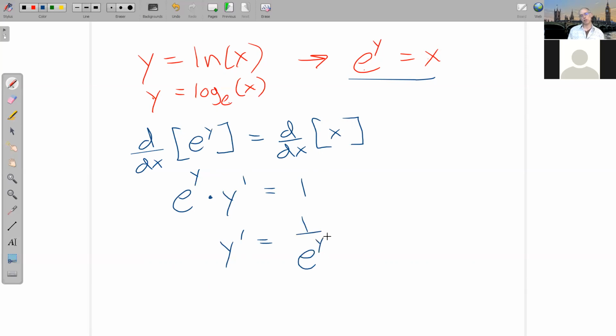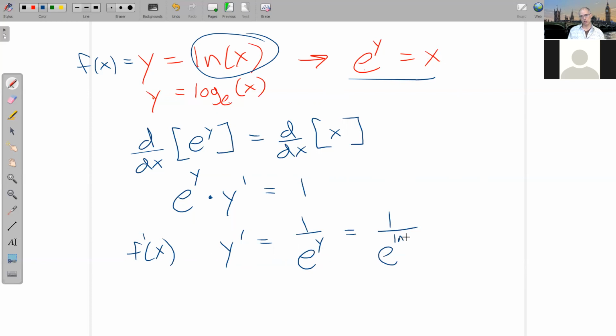Now I have a problem here. I want this to be a function of x, right? So if y here is f of x, I want this to be f prime of x, and right now it's f prime of y, which is a problem. But what do I know? I know that y is the natural log of x. So the question here is, what is e to the power natural log of x?